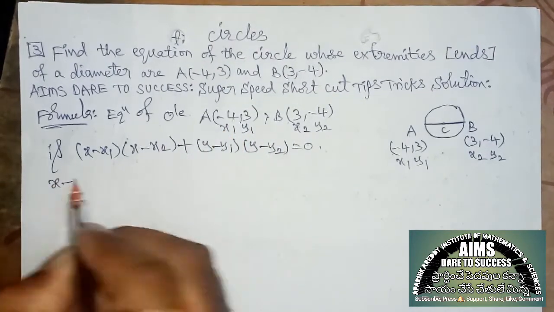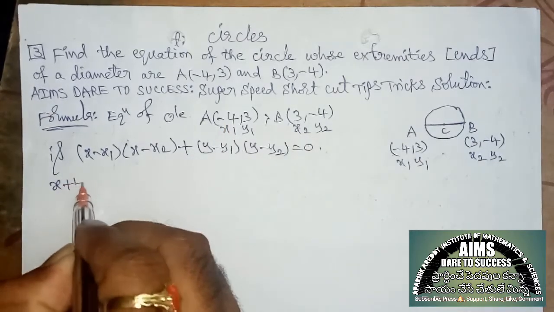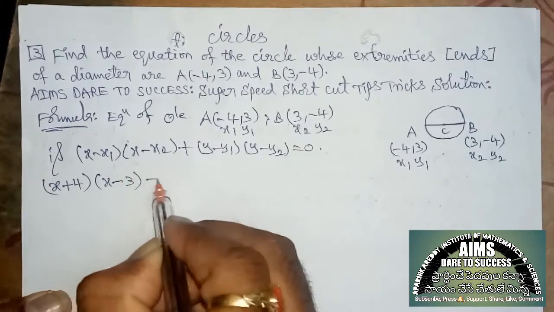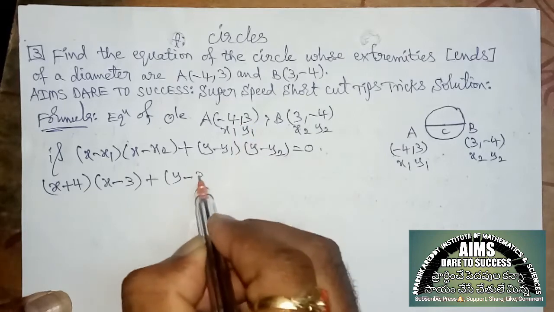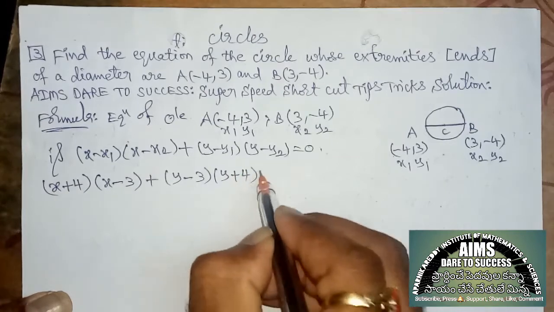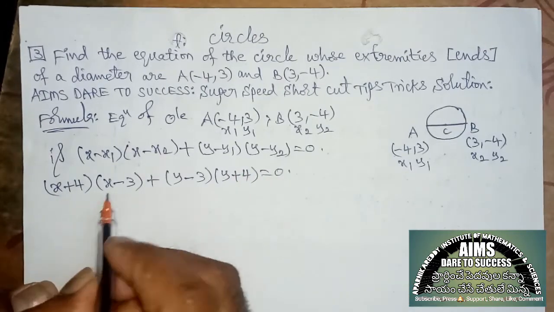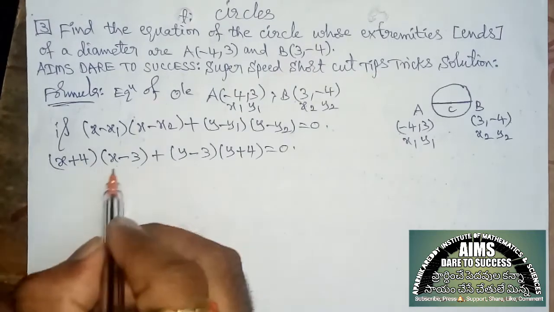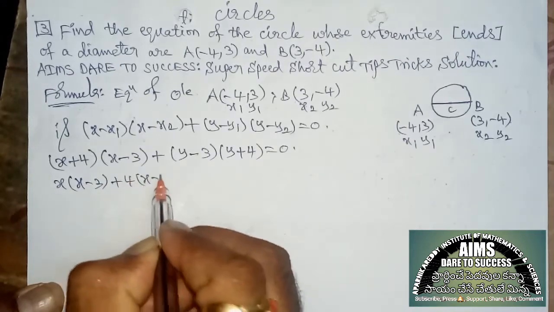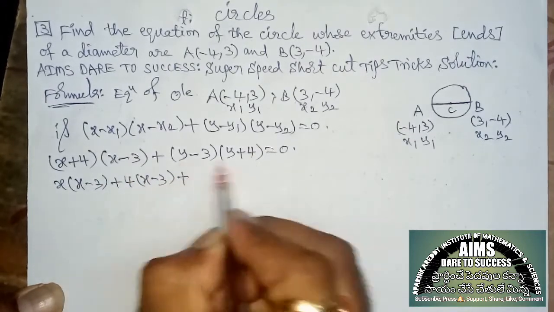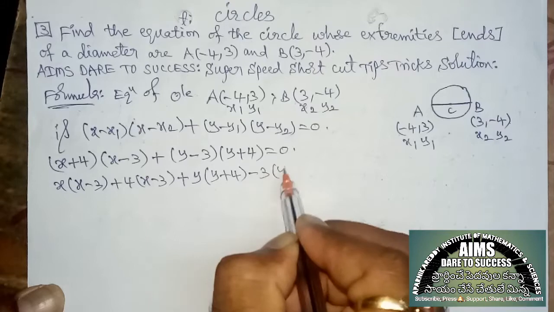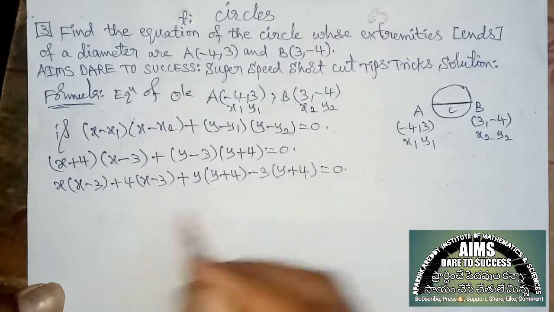We get x minus x1 value minus 4, so minus into minus plus 4, into x minus x2 value is 3, plus y minus y1 value is 3, into y minus y2 value minus 4, so minus of minus plus 4 is equal to 0. Normal multiplication my dear students, it is very easy. We get x into x minus 3 plus 4 into x minus 3, plus normal multiplication my dear students, we get y into y plus 4. After that minus 3 into y plus 4 is equal to 0.